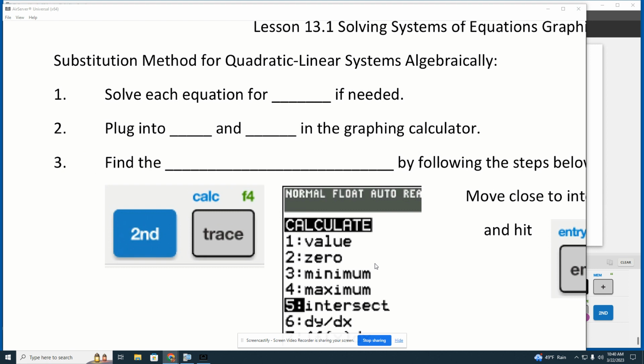Alright, so let's get started. First, if your equation is not written as y equals, you have to first make sure and get it in that form. So we're going to solve each equation for y, if needed. Sometimes it's not. Like if y'all look at 1a, they're both already in y equals form. So they're done. They're ready. Now, once we do that, then we're going to go to our calculator. We're going to go to y equals. We're going to plug one of those equations into y1. We're going to plug the other into y2.